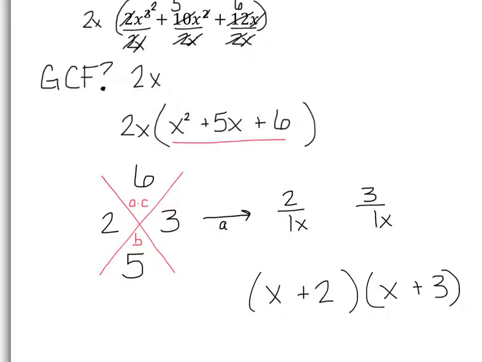So we factored the quadratic part, but what goes in front of those two factors? The 2x. Everything is now linear, so we are done.